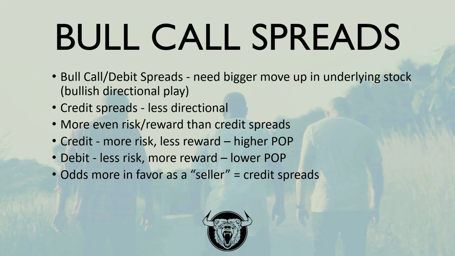So the odds are more in your favor as a seller, and that would be doing a credit spread. They're not as much in your favor with a debit spread because remember, options are decaying assets. So if you're an option buyer, the odds are less in your favor of success. Credit spreads give you a higher probability of profit compared to debit spreads because with a debit spread, you need to be able to choose the direction of the stock.